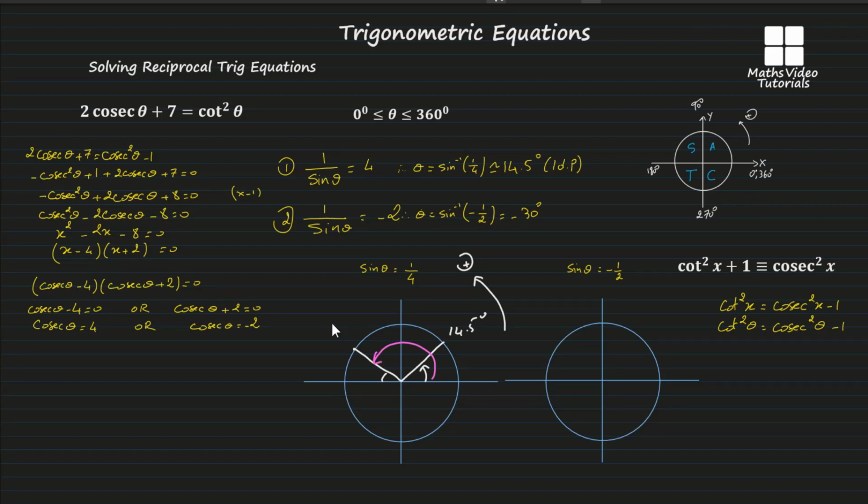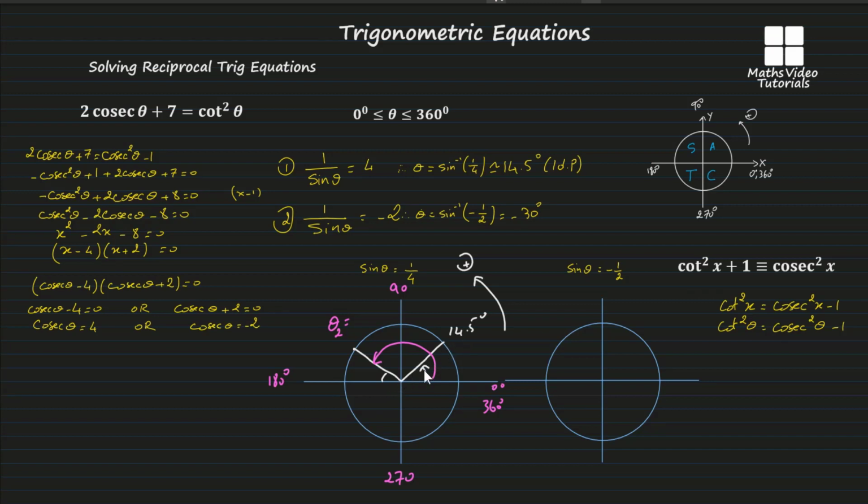Now if I call it theta 2, you can see theta 2 is going to be 180 degrees. This is 0, by the way. This is 90, 180 and 270, and then back to 360 for a full turn, because 360 is part of our interval. So the second solution for this equation, sine theta equals 1/4, will be theta 2. So it's going to be 180 minus 14.5.